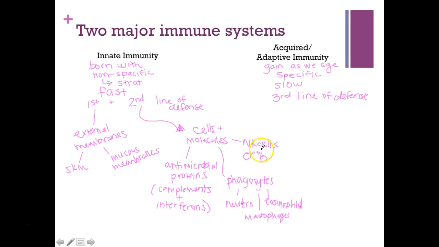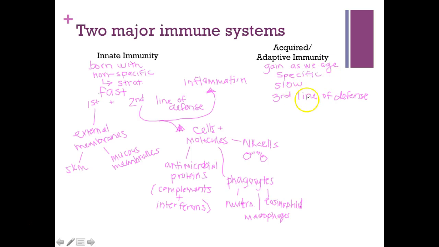Other things that we're going to have, actually I'm going to draw out another branch here, a process known as inflammation. This is going to be major within our system. And I'm going to touch on inflammation on another slide, so we won't write anything more specific here. Now let's talk about acquired immunity.